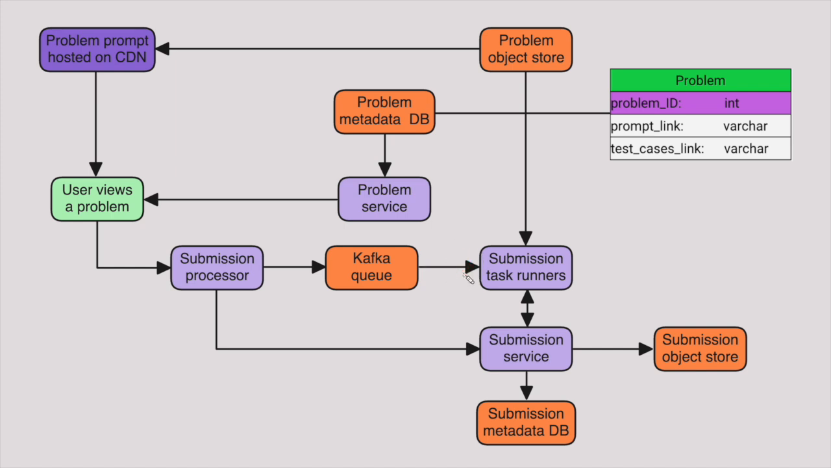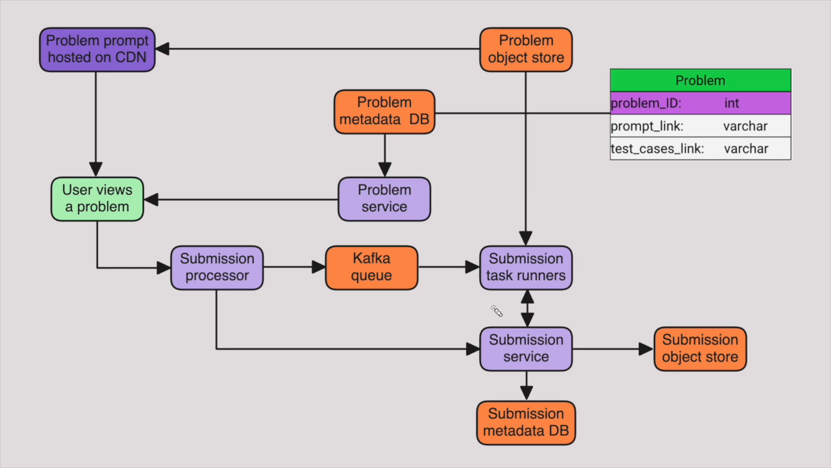So here, every single task runner will get a message that would contain all the IDs of the execution. So one would need to first download the code from the object storage. Then one would download the test cases and results for this code and then execute them on the machine. Once the code is executed, the result would be sent to the submission service and stored again in the object storage. And once the results are stored, the task runners keep taking more messages from Kafka and keep executing.